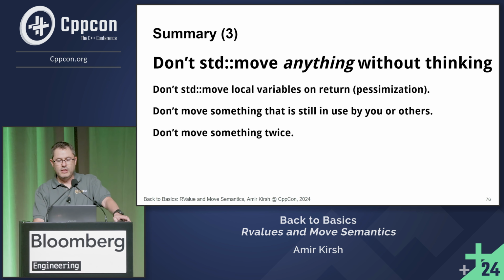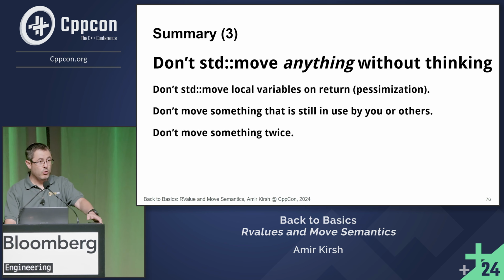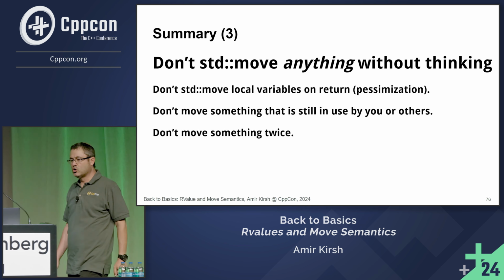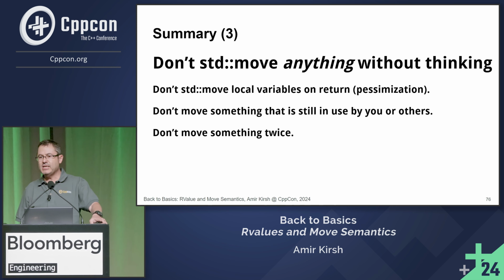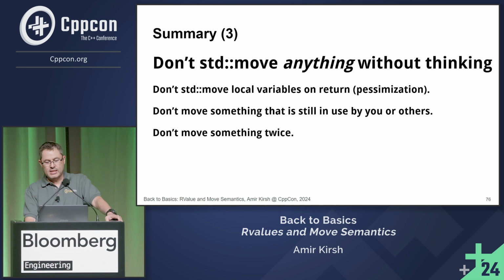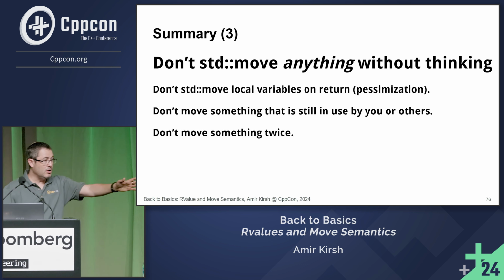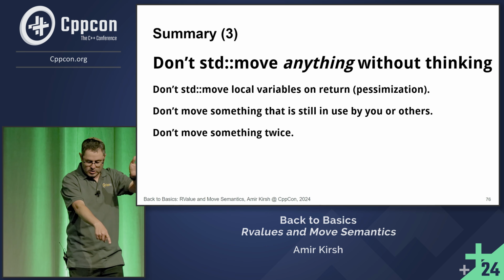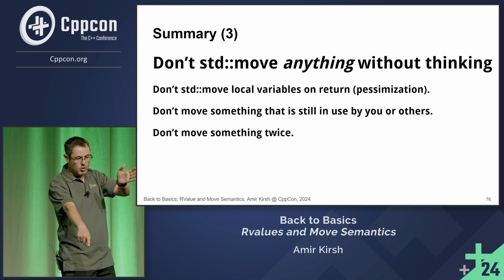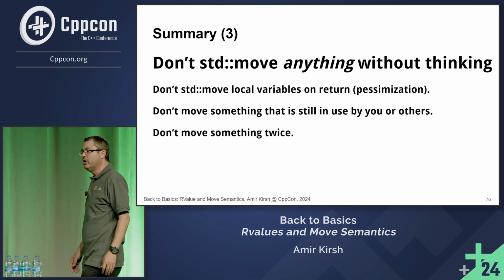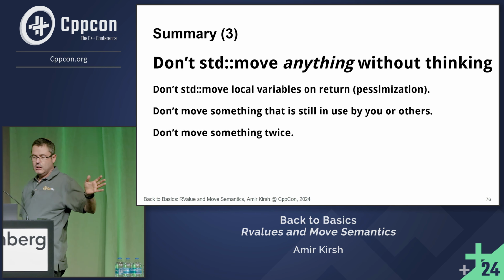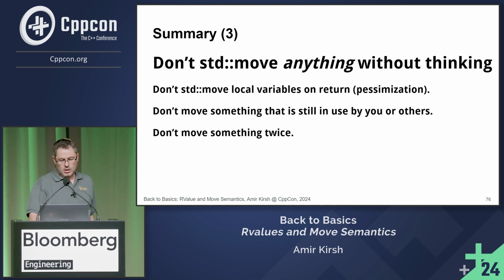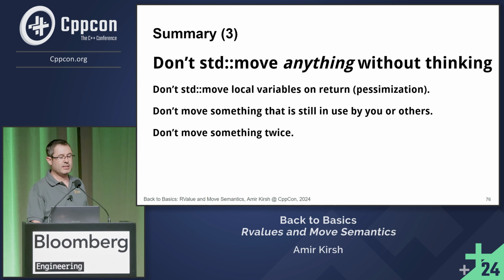Don't std::move anything without thinking. Oh, there is a call to std::move. Why? Should we? Is it okay? Do not std::move local variables on return because it is specified. Do not move something that is still in use. Even if it was an Rvalue, yeah, but you're using it as a name, and you're using it two lines below. The compiler may warn you, static code analysis tools may warn you, but it's not a compilation error, and it's wrong because you're still using it. Do not move something twice for the same reason.